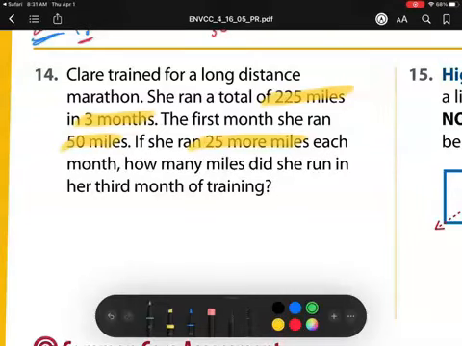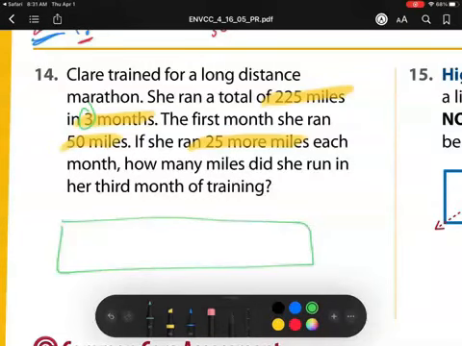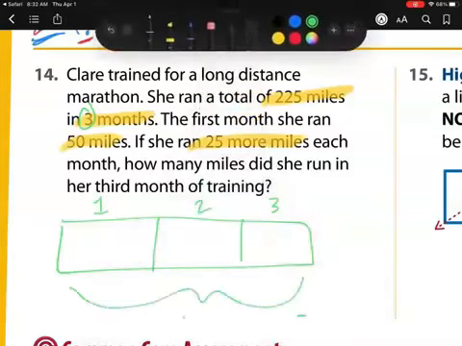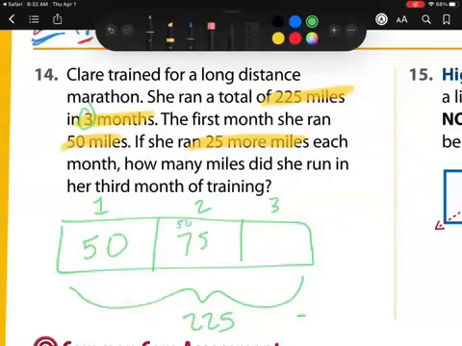Well, let's look at this. It's really going to help me if we do a bar diagram or a tape diagram. So here's my total. We've run it in 3 months, so I'm going to label it as 1, 2, 3 months. And altogether, it equals 225. Now, looking in my text, it says the first month she ran 50, and then it says she ran 25 more miles for the next month. So what is that? Well, we have 50 plus 25, so she ran 25 more, which is 75.